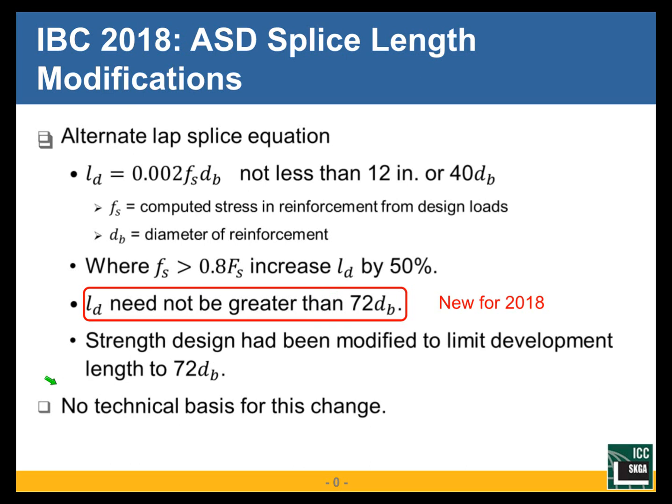I personally don't agree with this. I don't think there was a technical basis for the change. It does only affect bars that are offset from the center of the wall and near the face of the wall. If the bars are in the center of the wall, it really has no effect, since the TMS 402 equations will actually give smaller splice lengths than this, but it does have an effect if the bars are near the surface. So it is there, it's in the IBC, so it's in the code. I'll just be very honest, it's not something I would use.